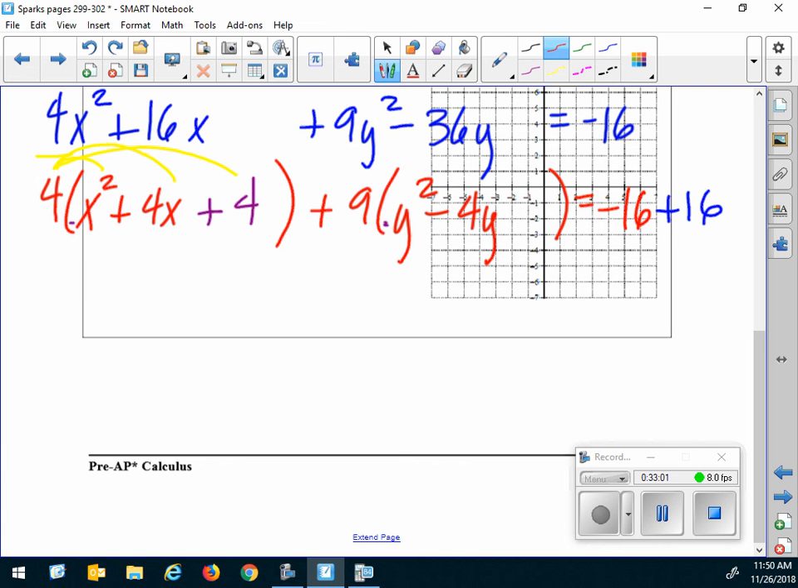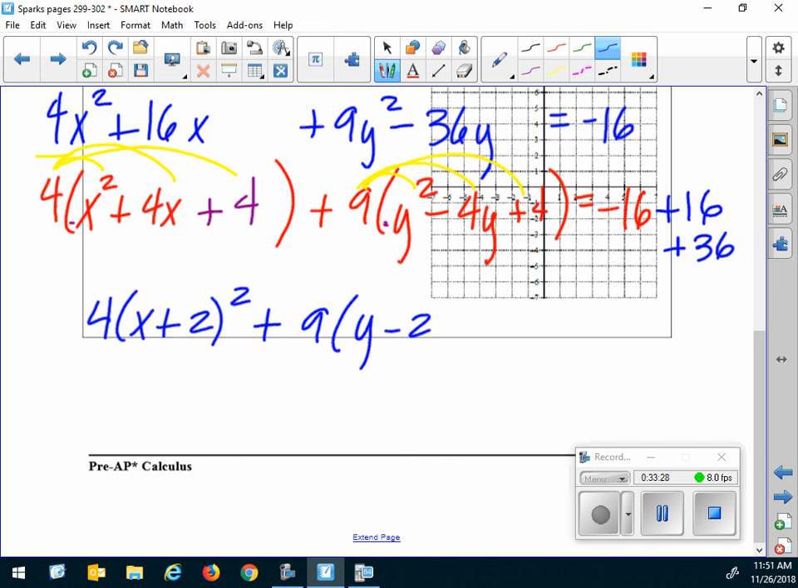How do I complete the square on the second set of parentheses? But I didn't really just add 4. 9y squared minus 36y plus 36. All right, so let's see what we got here. 4 times x plus 2 quantity squared plus 9 times y minus 2 quantity squared equals.